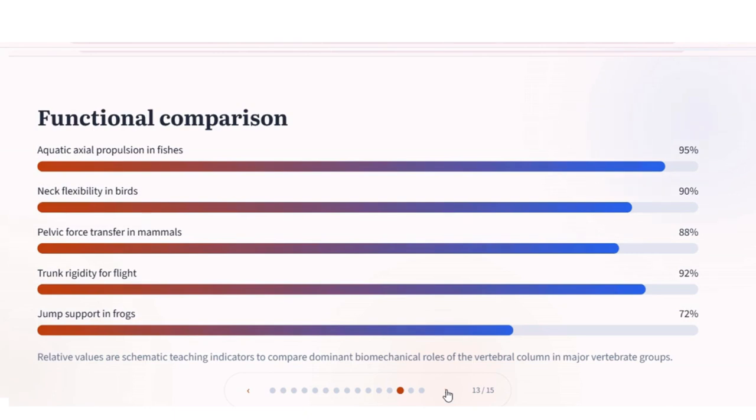Here is the graph of relative values of indicators to compare the dominant functional roles of the vertebral column in major vertebrates. Beside the function of protection of the spinal cord, the other major function of the vertebral column is aquatic axial propulsion in fishes, neck flexibility in birds, pelvic force transfer in mammals, trunk rigidity for flight in birds, and jump support in frogs.